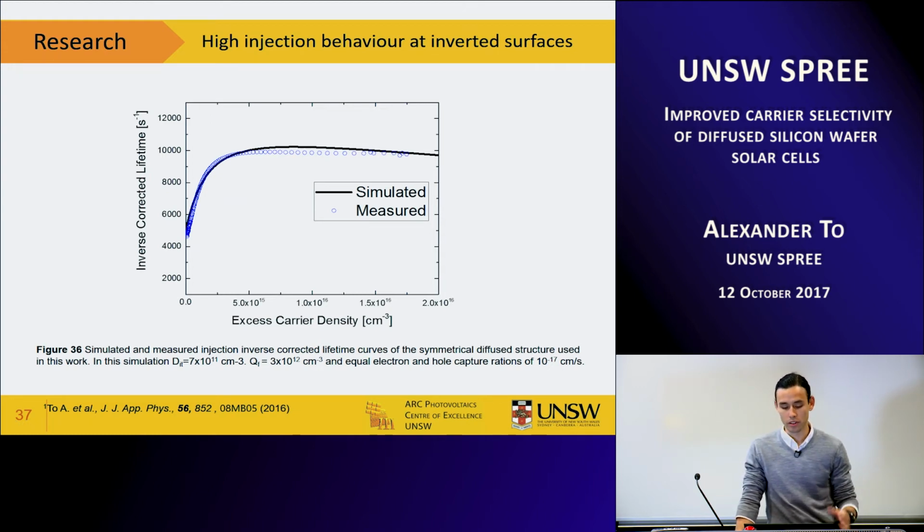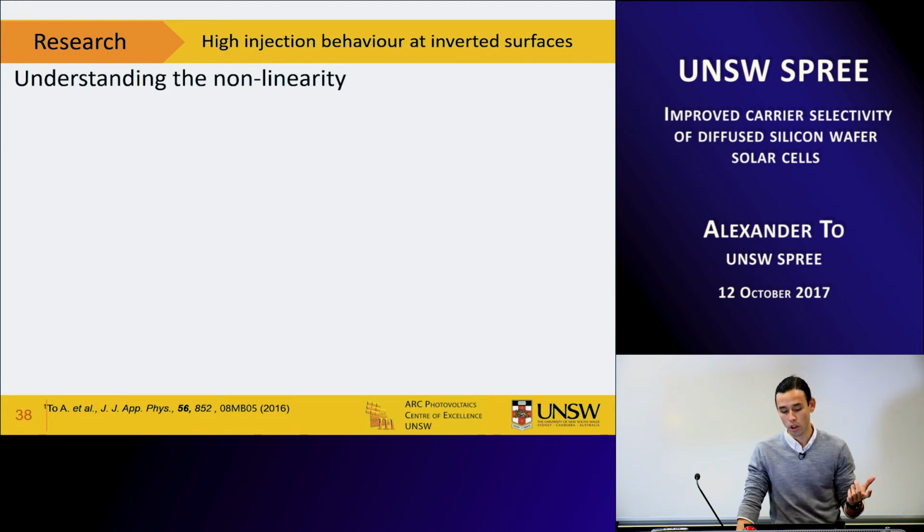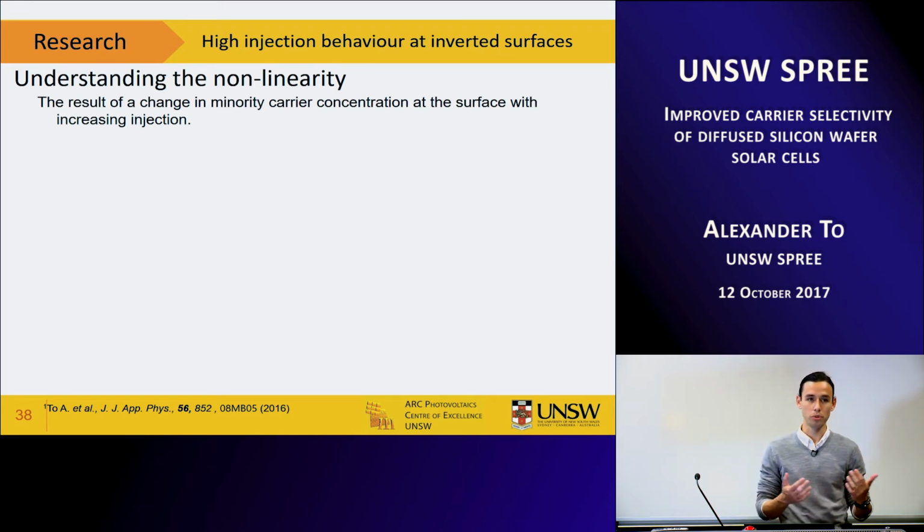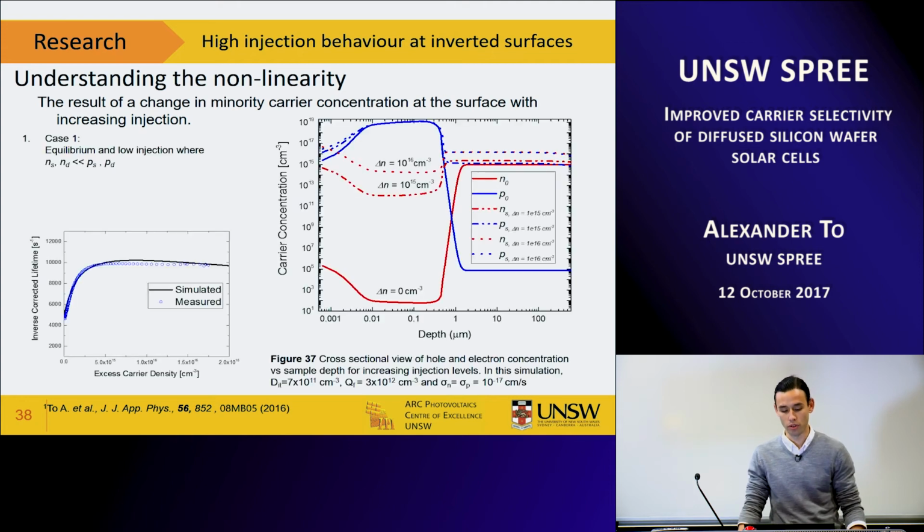But to really understand why it bends, we had to go a little bit deeper and look at what's actually happening to the carrier concentrations at the surface. So, understanding the nonlinearity: basically, it's the result of a change in minority carrier concentration at the surface. Essentially, the sample is transitioning from depletion into inversion conditions.